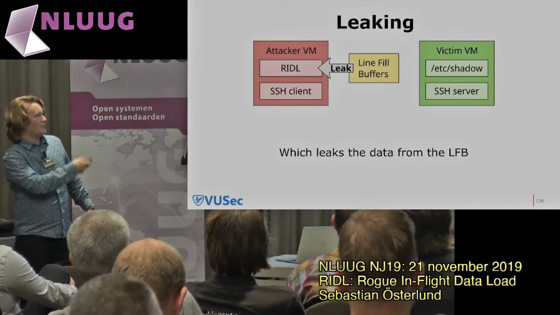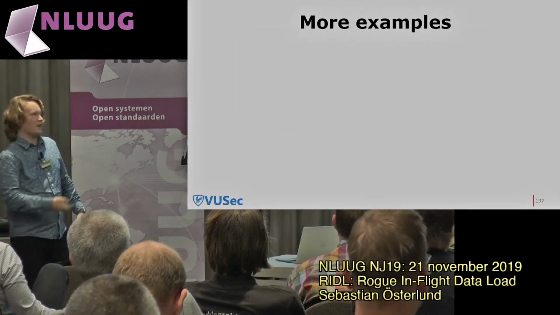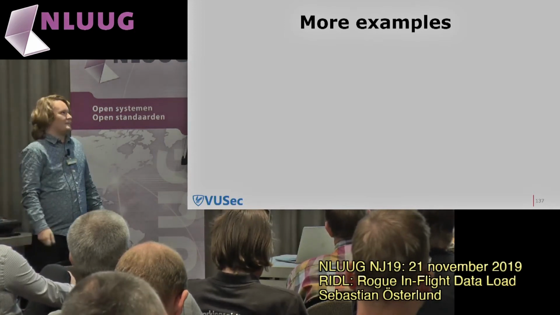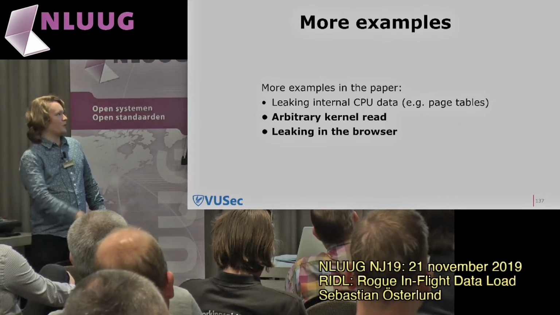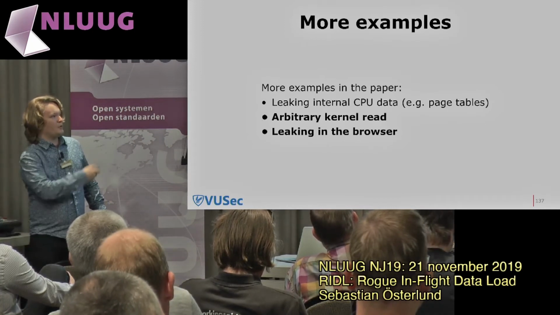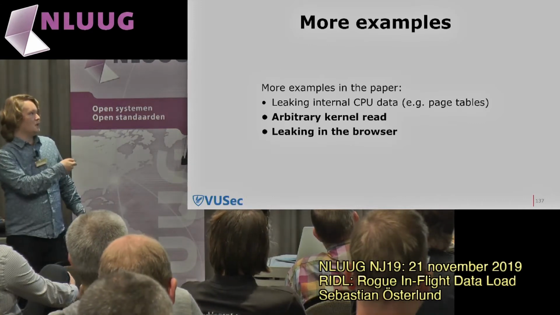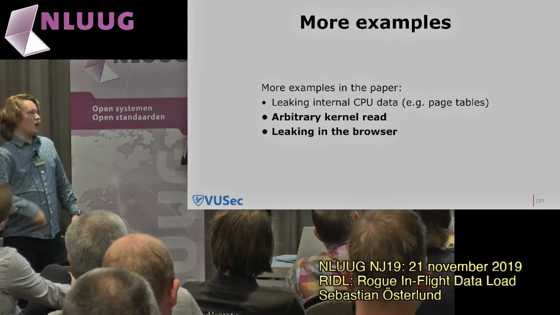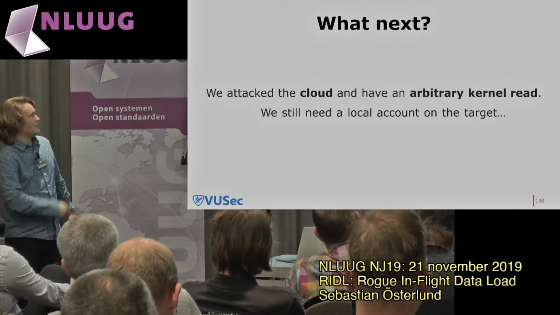So we run the RIDL program, and we're able to leak the etc shadow file of a co-located victim VM, which is also super bad, right? So we have some more examples of what we can do. We can leak some internal CPU data, so page tables. We can circumvent ASLR or KASLR, for example. We also had an arbitrary kernel read using Spectre gadgets. And we were also able to do some leaking from the web browser.